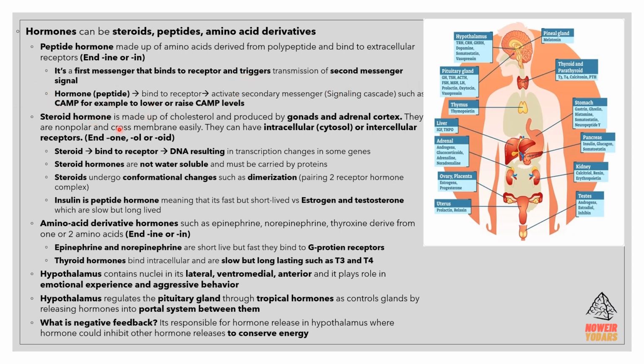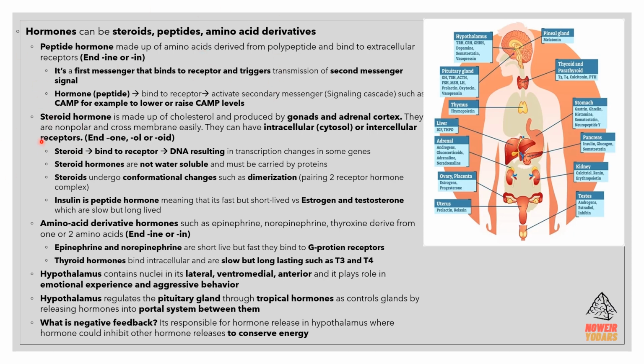So we got a hormone that is a peptide hormone, binds to a receptor. When it binds to this receptor, it activates the secondary messenger signaling cascade, such as, for instance, cAMP. You know, lowers or raises cAMP levels. So basically, a second messenger, in order to be activated, is waiting on a hormone to bind to a receptor, and this receptor triggering it and activating the second messenger.